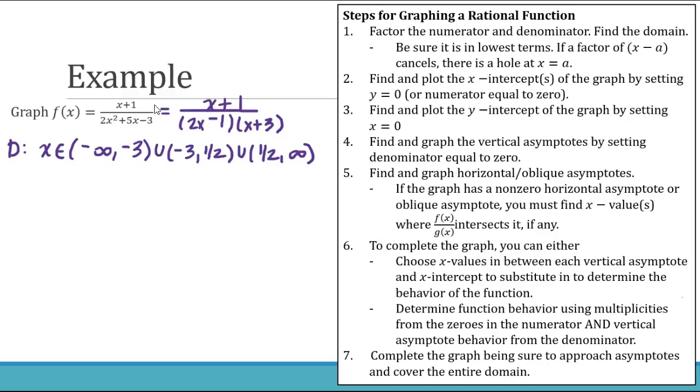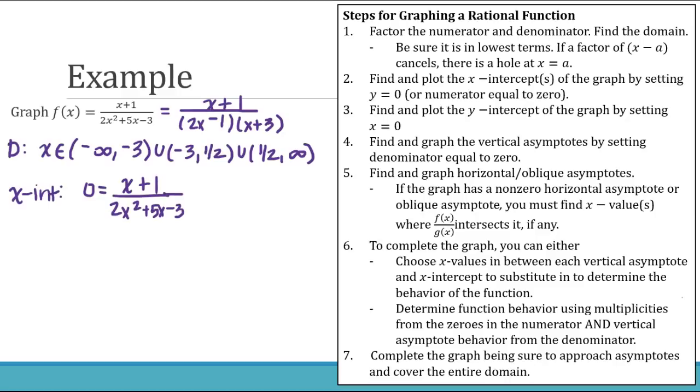Alright, so now what we're going to do is find and plot the x-intercepts on a graph by setting y equal to 0. So we still want to find the x-intercepts and the y-intercepts of even a rational function. To find x-intercepts, of course, we're going to let y equal 0. Well, that's f of x. So we're going to set f of x equal to 0. So we set 0 equal to x plus 1 over 2x squared plus 5x minus 3.